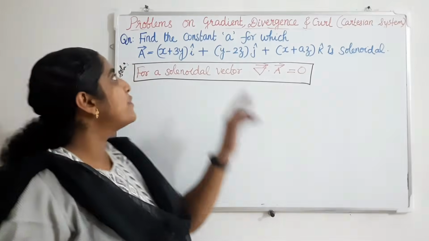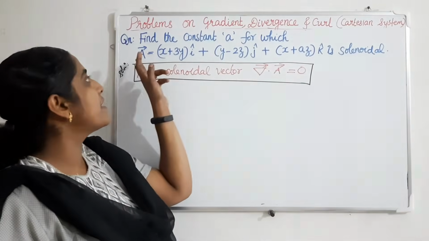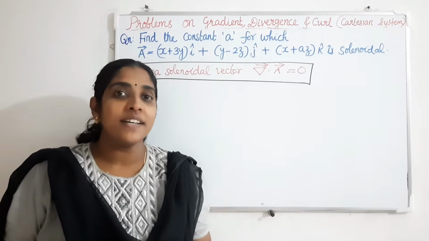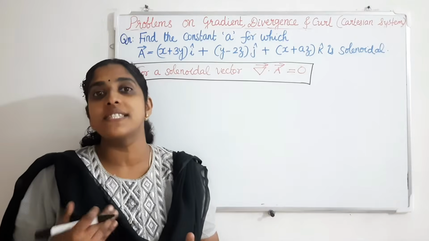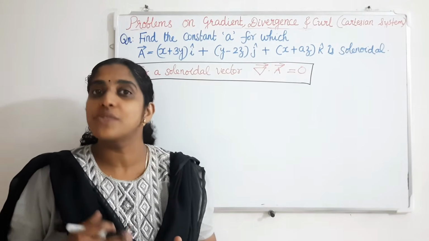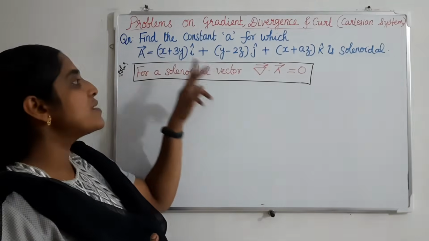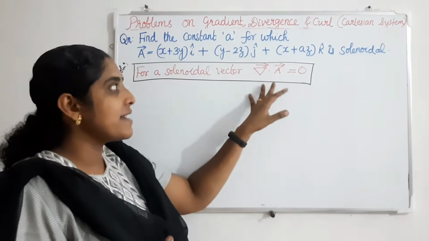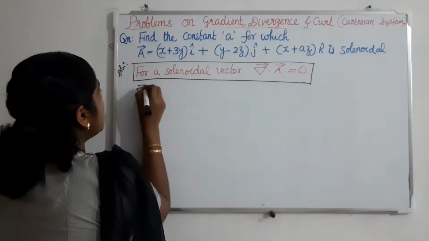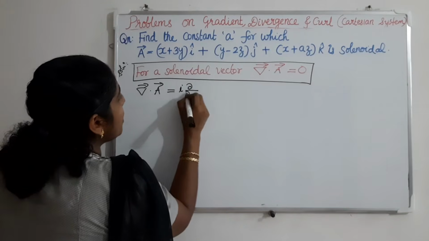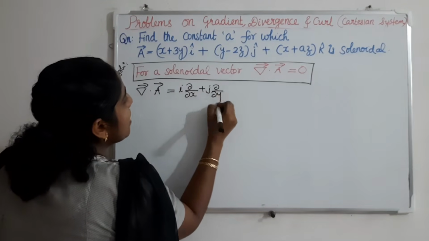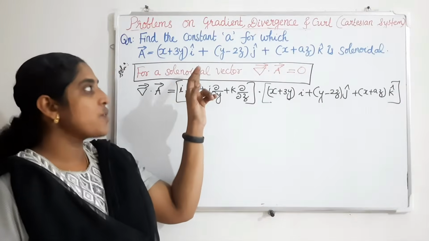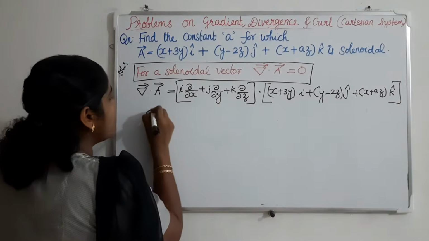See the next question. Find the constant a for which the given vector A is solenoidal. What is the meaning of solenoidal? If the divergence of a vector function is 0, that vector function is solenoidal. That is, for a vector A to be solenoidal, del dot A must be 0. So we can apply this concept here. So what is del dot A here? That is (i dou by dou x plus j dou by dou y plus k dou by dou z) dot A vector. For a solenoidal vector, this del dot A is equal to 0.